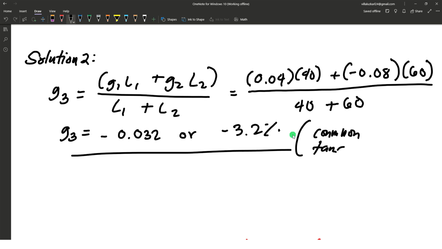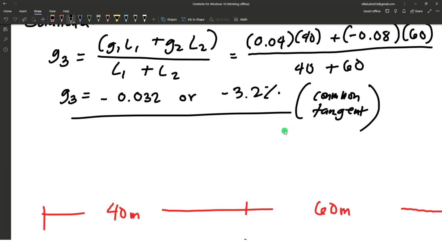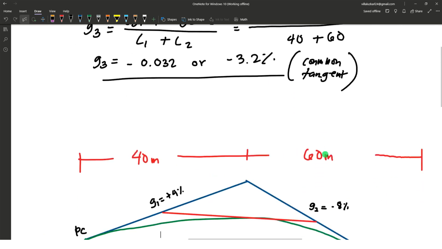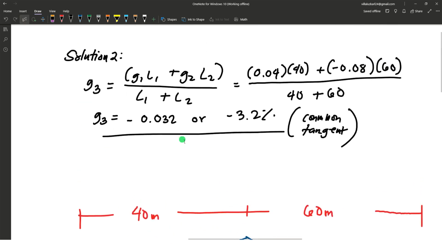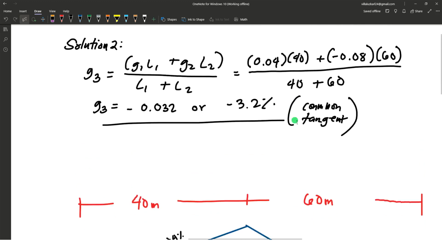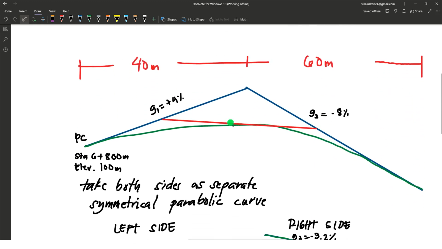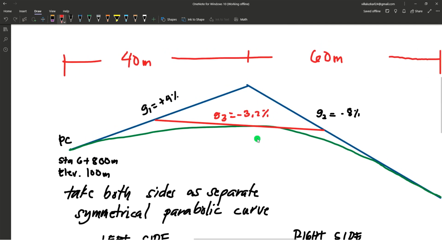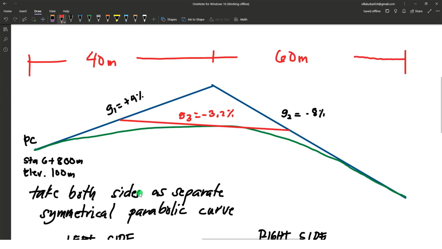Okay, grade of the common tangent. So this is the figure. If you have a negative G3, it means it is going downward from left to right. So this is G3 here, negative 3.2%. So after that, when we have the common tangent, we take both sides as separate symmetrical parabolic curves.